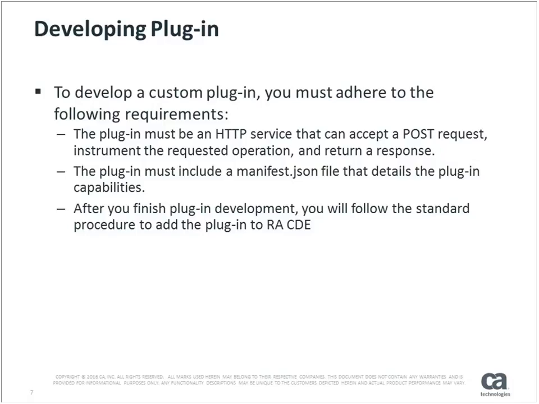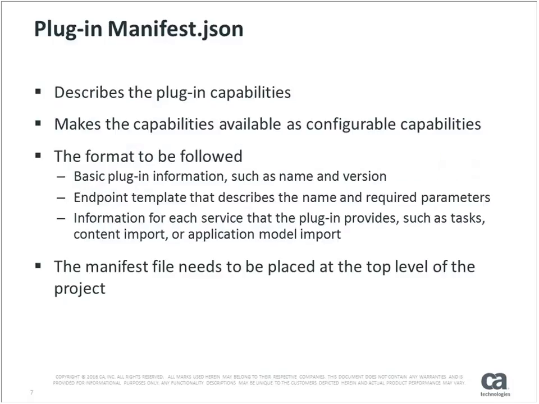And after you finish the plugin development and you're satisfied that the plugin is working and doing what it's supposed to do, you will need to follow the standard procedures on how to add a plugin to the RA CDE. The standard procedure is basically described in the documentation section of RA CDE that is available online, which means you just go to administration, plugins, you add a plugin. We'll step through it so you can see what exactly I'm talking about, so you can get a better understanding of what's really going on here, and it will make it easy for you to understand.